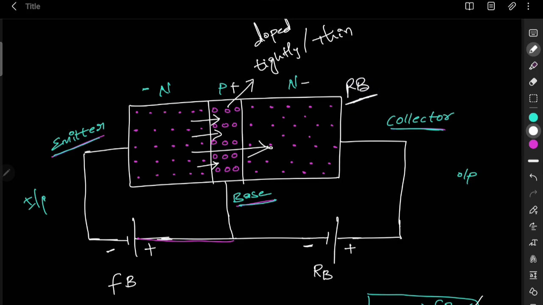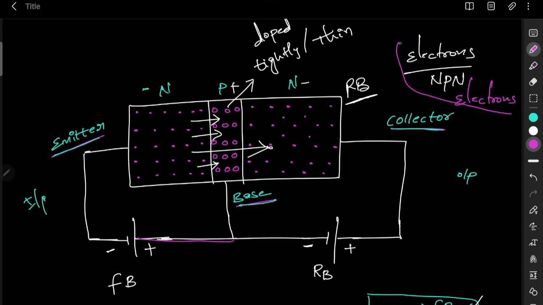In the reverse bias it will attract the electrons, and the current conduction is due to the flow of electrons. That is the main point in the NPN transistor: the current conduction is due to electrons. So this is the working of the NPN transistor. In the PNP transistor, the current conduction is due to holes. This is the major difference between the NPN transistor and the PNP transistor.